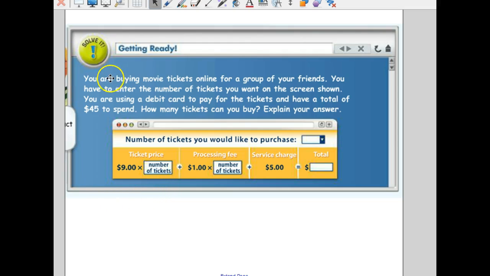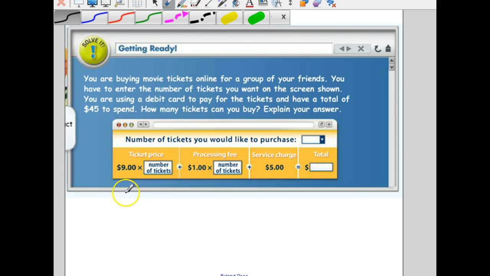So you've got the situation: you're buying movie tickets online for a group of your friends. You have to enter the number of tickets you want on the screen shown. You are using a debit card to pay for the tickets and have a total of $45 to spend. How many tickets can you buy? Explain your answer. So let's start by writing some kind of equation.